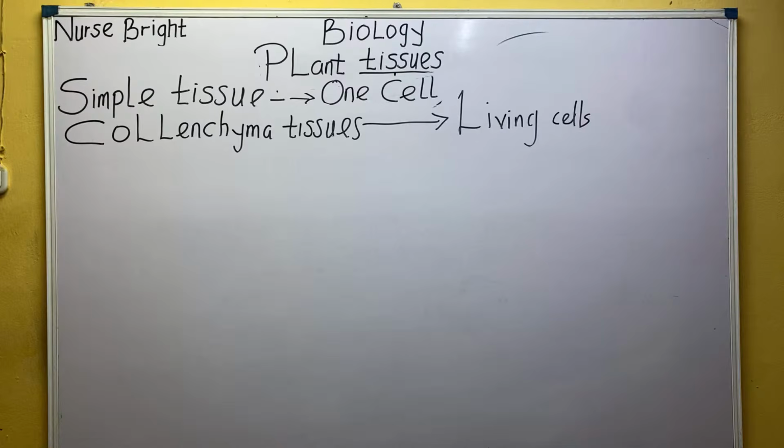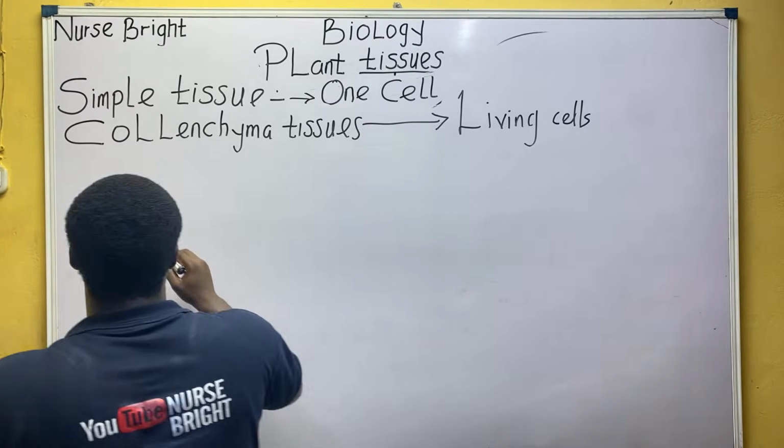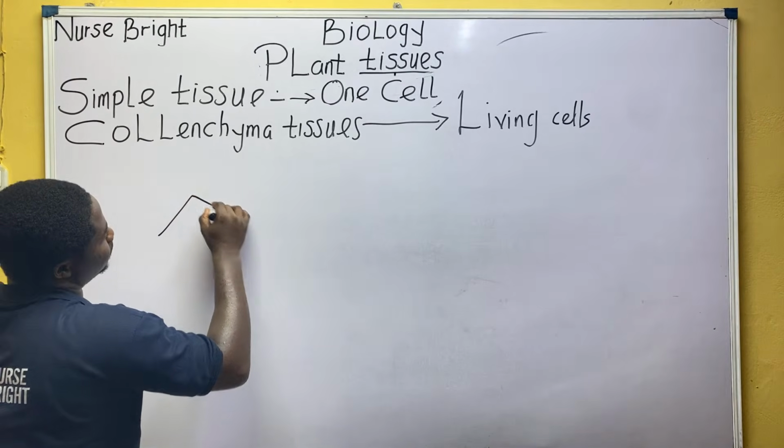Now let me just show you something that is essential right now. Everybody pay attention about this collenchyma tissue. Let me show you something that we have to take note of on the diagram to differentiate this guy from a parenchyma tissue. So just note what I'm about to say. Remember I said they are made up of cells. So let us simply do something.